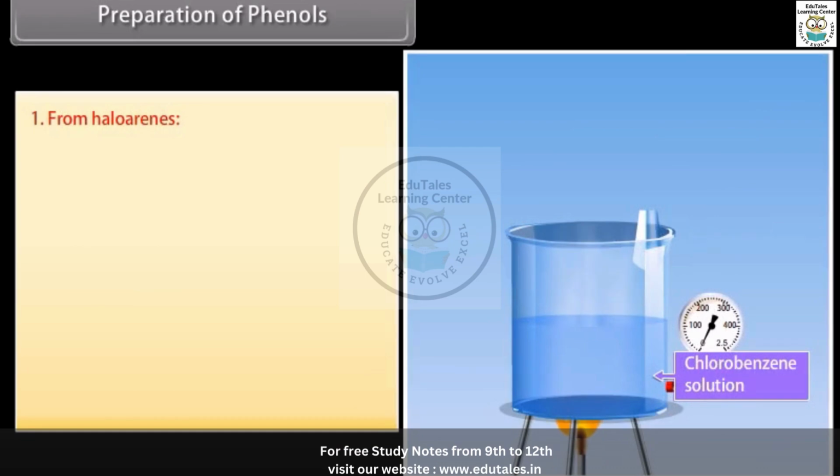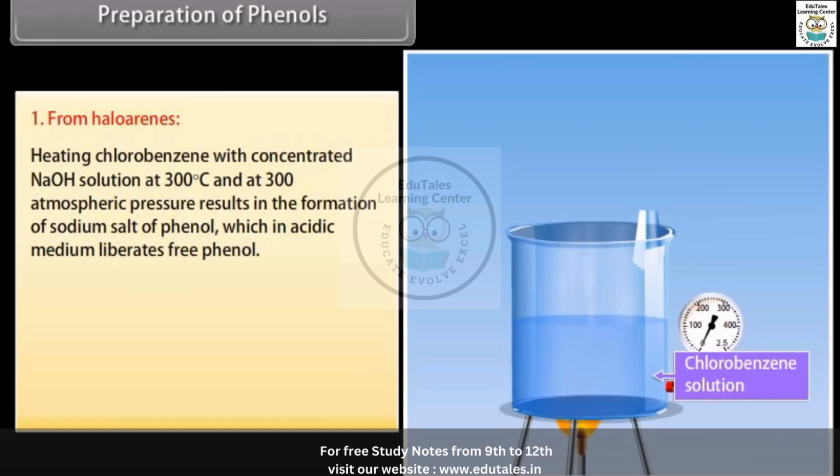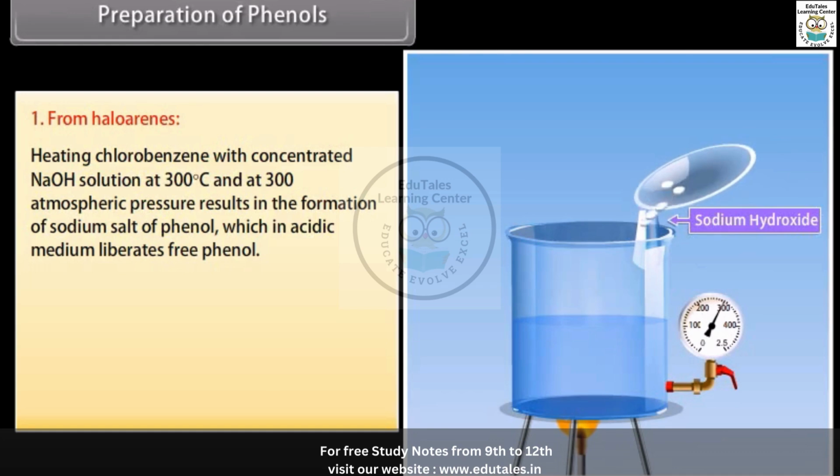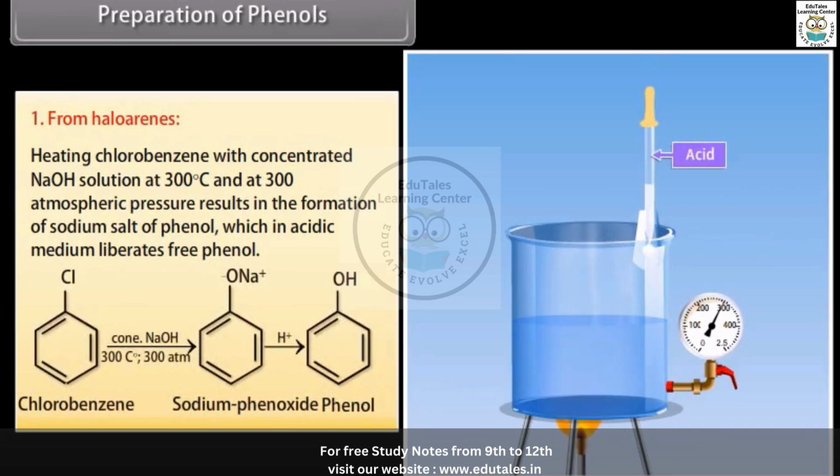Preparation of phenols. From haloarenes. Heating chlorobenzene with concentrated sodium hydroxide solution at 300 degrees Celsius and 300 atmospheric pressure results in the formation of sodium salt of phenol, which in acidic medium liberates free phenol. Concentrated NaOH with chlorobenzene at 300 degrees Celsius and 300 atmospheric pressure forms sodium phenoxide, and then on providing an acidic medium, it gives phenol.